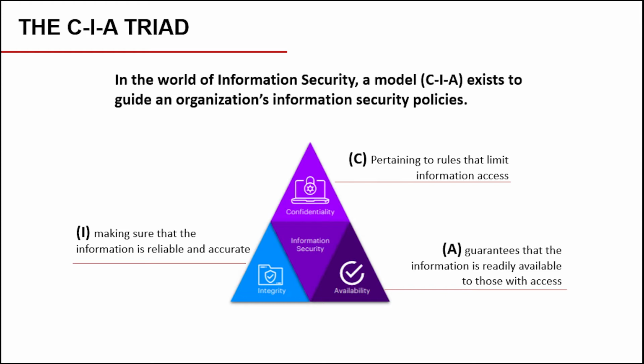C stands for confidentiality, and it pertains to rules that limit information access. I stands for integrity, which is about making sure that the information is reliable and accurate. A stands for availability, that guarantees that the information is readily available to those who have the access. Let's look at each one of them in detail.